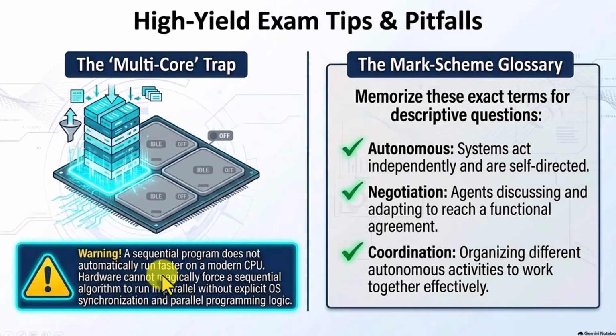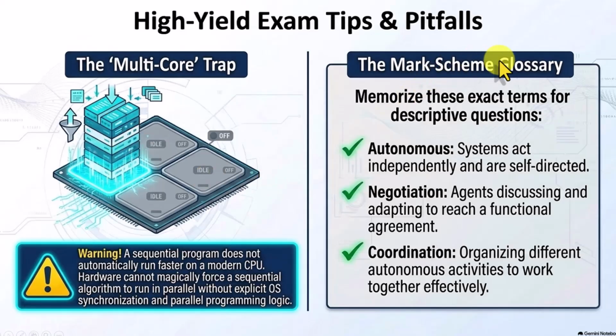So hardware cannot magically force a sequential algorithm to run in parallel without explicit operating system synchronization and parallel programming logic. So the software has to be made parallel by the programmers when they are writing the code, okay? Otherwise, even if you have multiple cores, only one core will be used, okay?